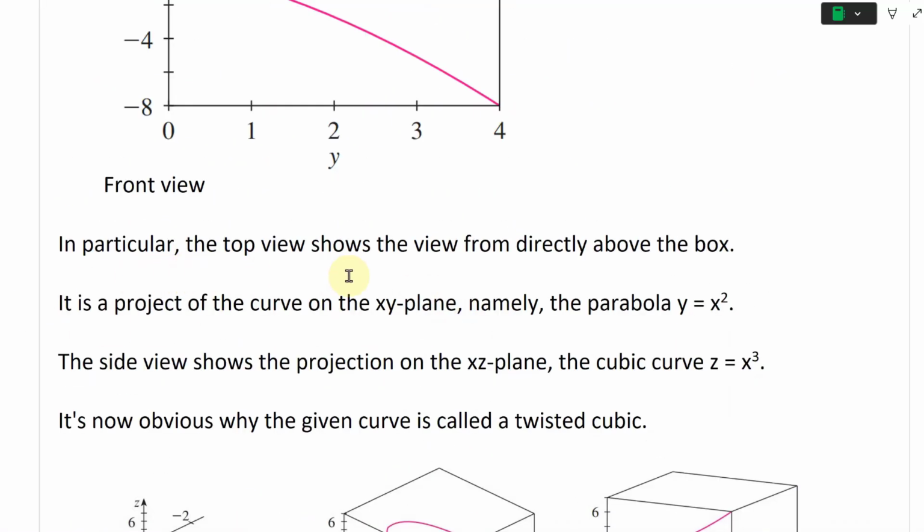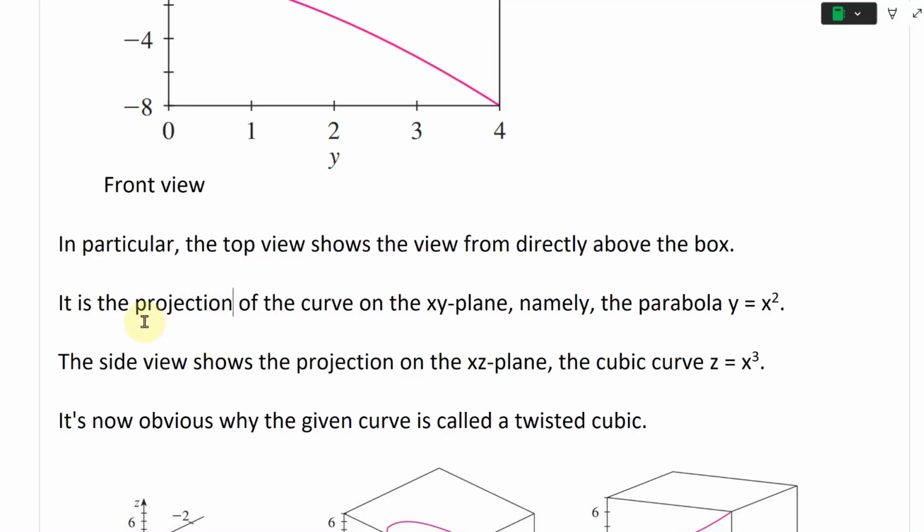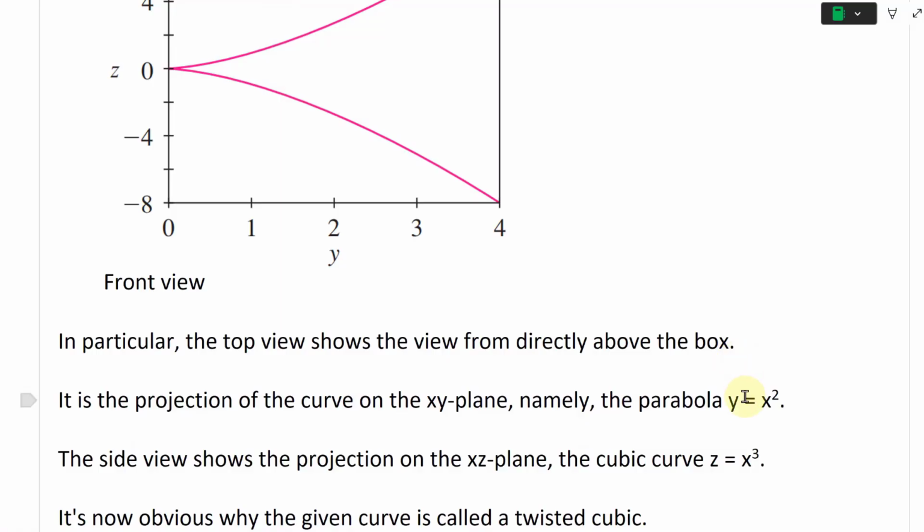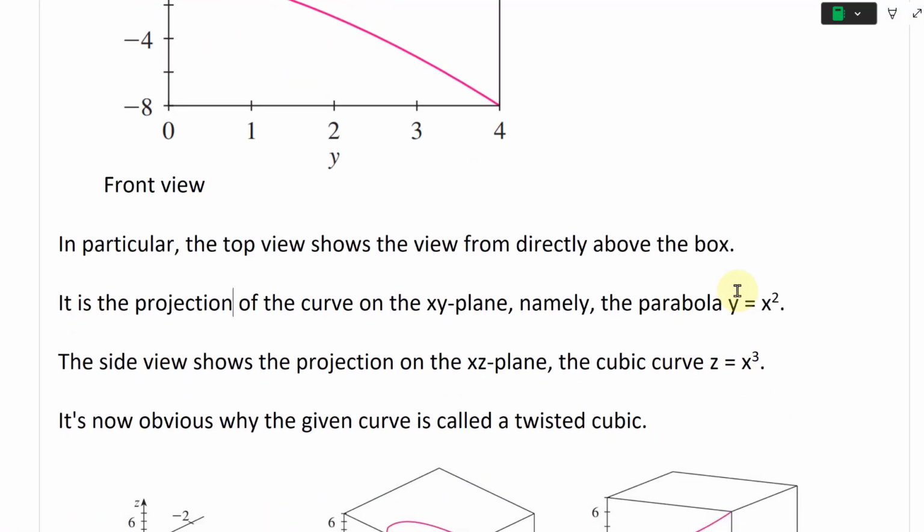In particular, the top view shows the view from directly above the box. It is the projection of the curve on the XY plane, namely the parabola y equals x squared. That is because x is t and y is t squared. So in other words, y is equal to x squared.